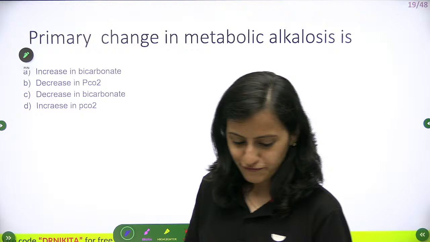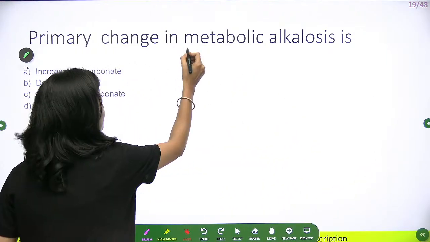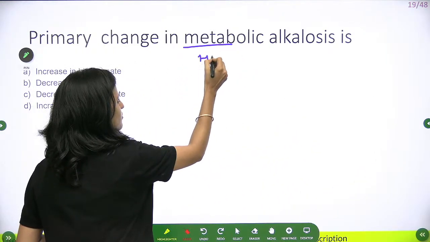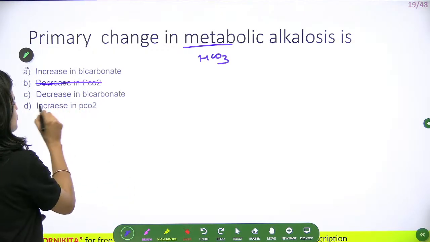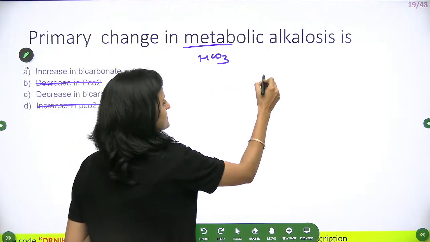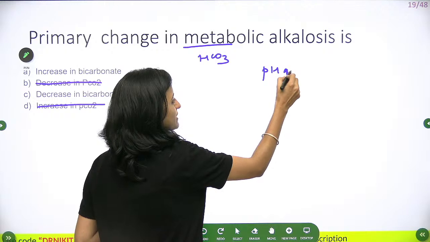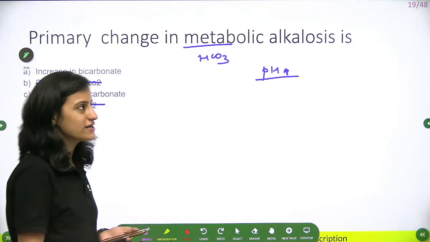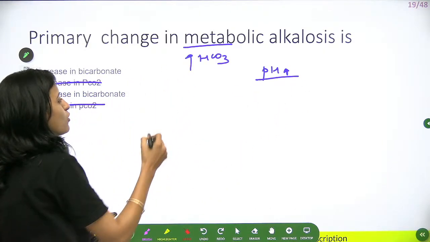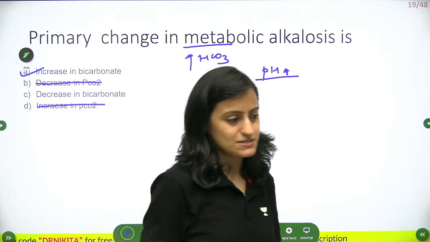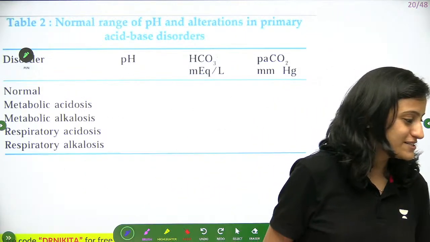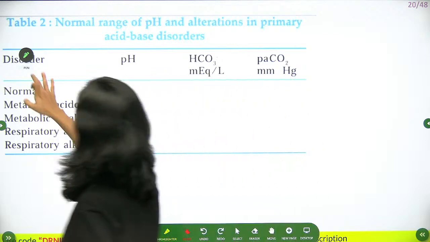Absolutely right. So now all of you have got this right. See, it is metabolic. The primary change in metabolic is going to be bicarbonate, not the PCO2. Alkalosis means increase in pH. Metabolic, it's all increase, all decrease. So the bicarbonate will also increase. It's your increase in bicarbonate. Very good.